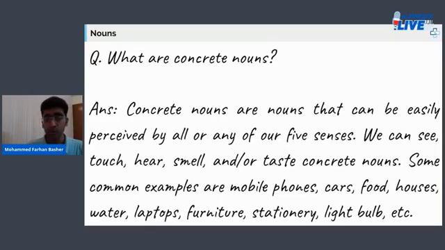So some common examples are mobile phones, right? Because phones come in concrete forms. So mobile phones, cars, food, houses, water, laptops, furniture, stationery, light bulb. These things are not inside our heads. These things are visible. These things are touchable. These things are audible. Some of these are edible, as in like you can taste them, you can eat them. These things have scent, so you can smell them, right? Okay.